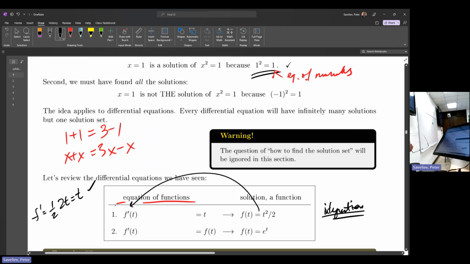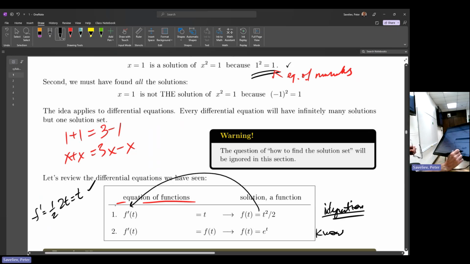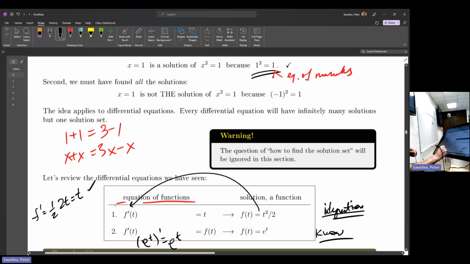Okay, so that's how we do it. And we also know that we have not found all the solutions, right? Just like with the second equation, this one also cannot be solved by integration, but we just know the answer. If you have the derivative equal to the function itself, the exponential function would be a solution. Once again, you can plug it in and demonstrate that e^t prime is equal to e^t. So they're equal to each other.